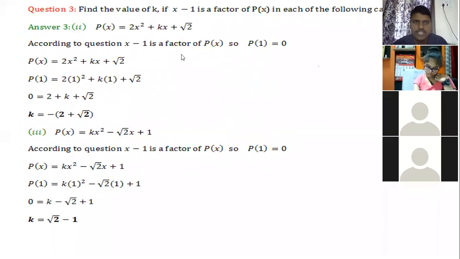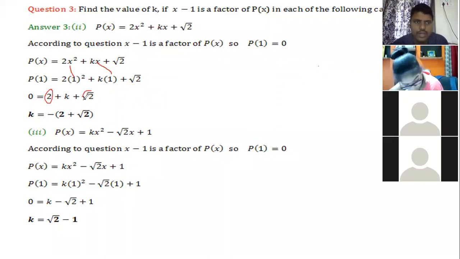Look here, second sum, children. If you substitute 1, so 2 into 1, k into 1 and root 2. So 2 into this value is 2. This value is root 2. Don't add anything. Just leave it like that. Your answer is equal to 0.